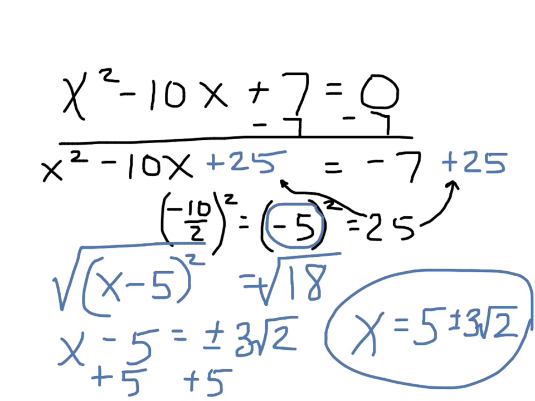So think about all the steps I went through. Did I make A1? Well, it was already 1, so I was good. Did I move the constant? Yes. Did I do the b over 2a thing? Yeah. Squared? Yeah. Did I factor? Yeah. Did I square root it? Yes. Did I solve for x? Yes. I did the steps all the way across the board. Okay, let's do another one.